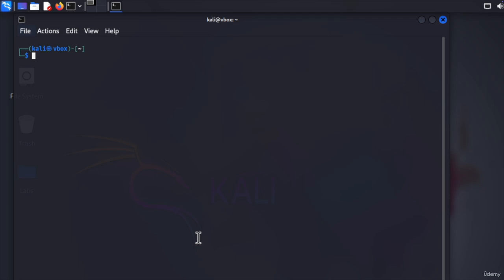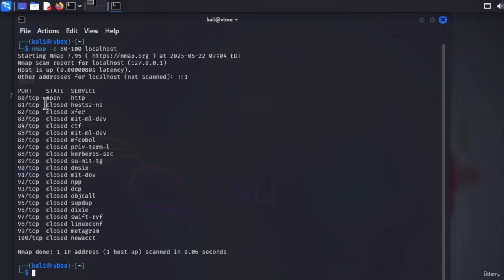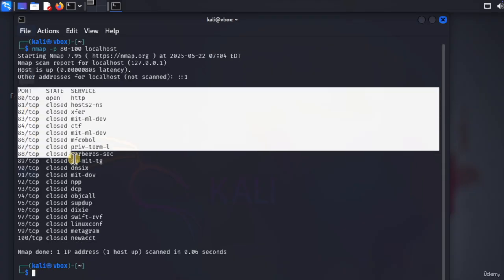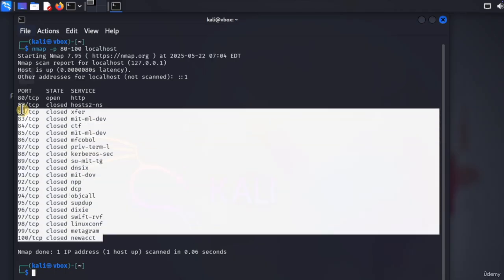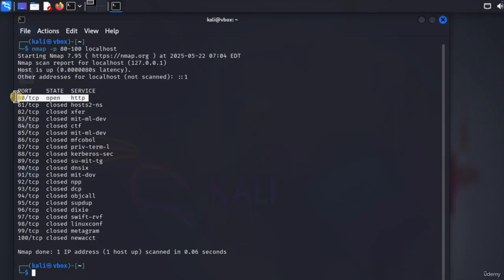Besides this, you can also scan for a range of ports. For example, you can do nmap and then -p to scan port 80 to port 100, and then the destination, which is localhost. In this case, Nmap has scanned starting from port 80 all the way up to port 100. All of these are closed except for port 80.